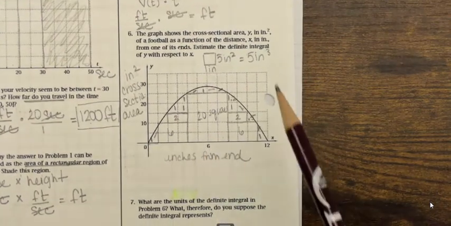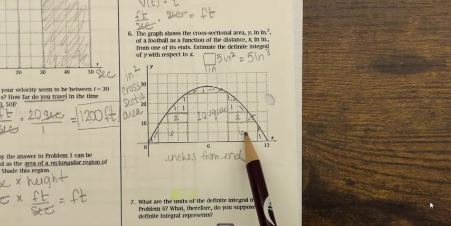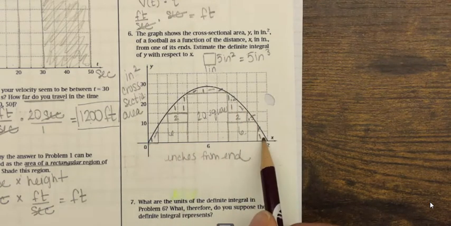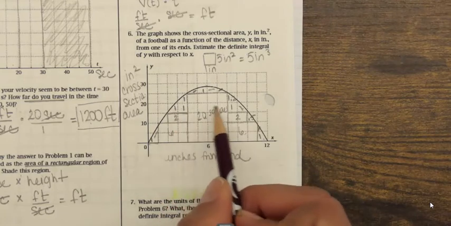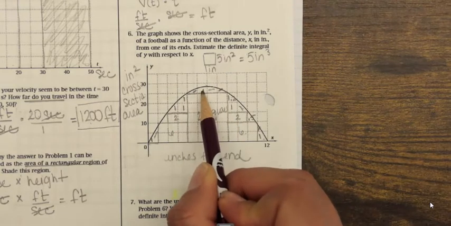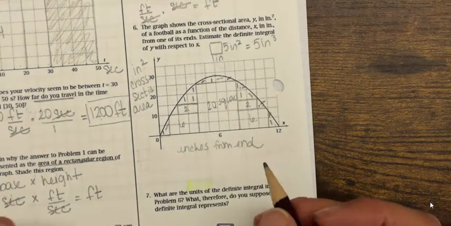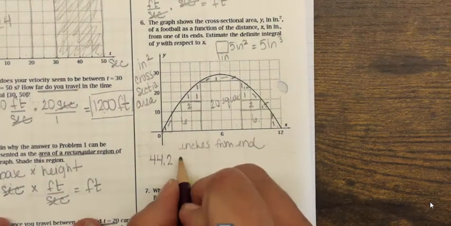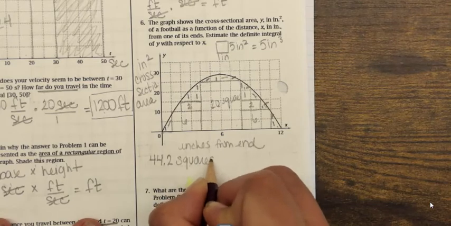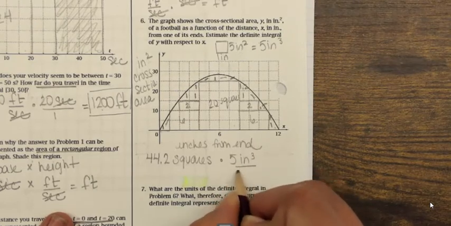Okay, so let's see if I can now count. I've got 20 here and 12. That's going to be 32, 33, 34, 35, 36, 37, 38, 39, 40, 41, 42, 43, about 44.2. Let's see if I got that last time I did this. I got 44. I think 44.2 works. Every time I do these, I get it a bit different, though they're about the same. So I got 44.2 squares, and each one of my squares is worth 5 inches cubed.